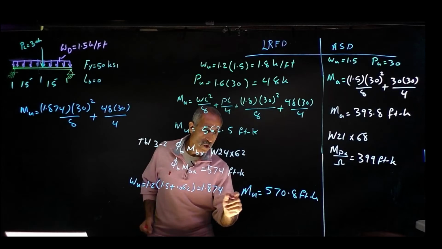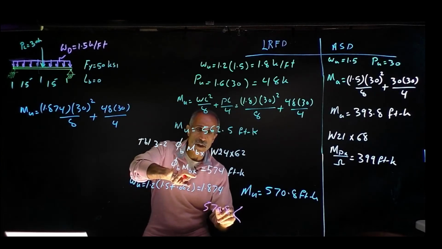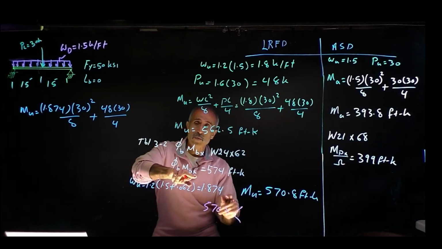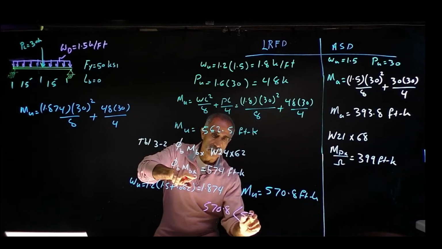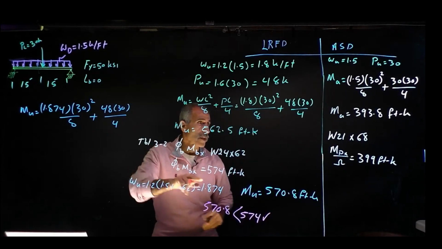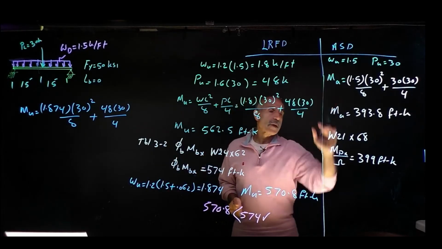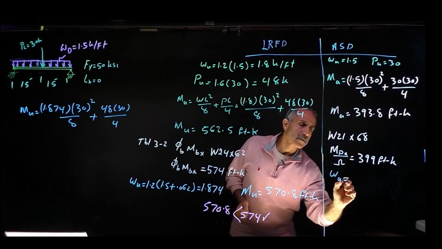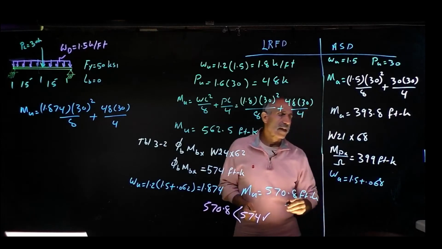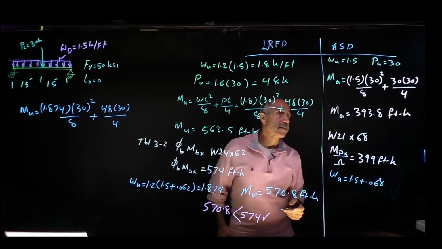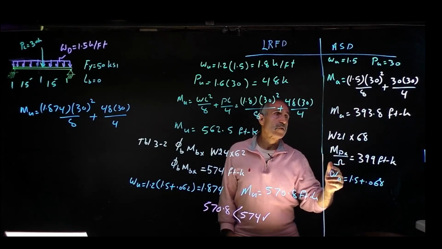Therefore, it's good. We can say, okay, 570.8 is less than the capacity we have from table 3.2 for beam W24x62. In this case, it's 574. That checks out. So now we're going to do the same thing here. Our WA is basically 1.5 plus 0.068, and therefore my moment is going to be calculated the same way with increased uniform distributed load.